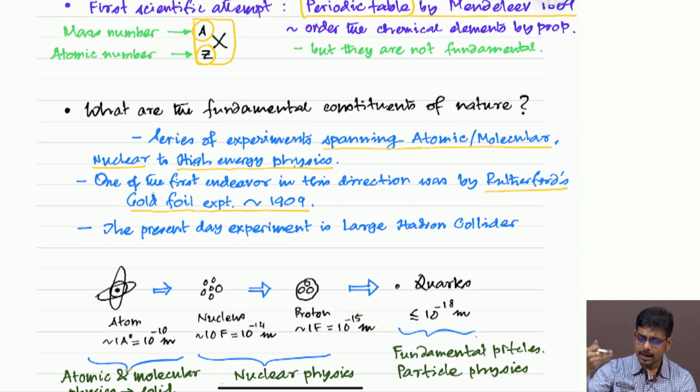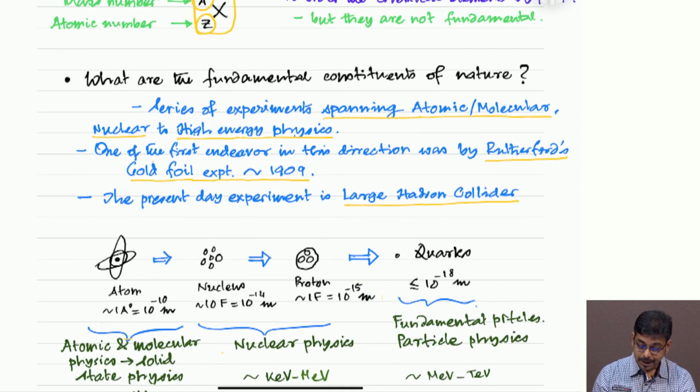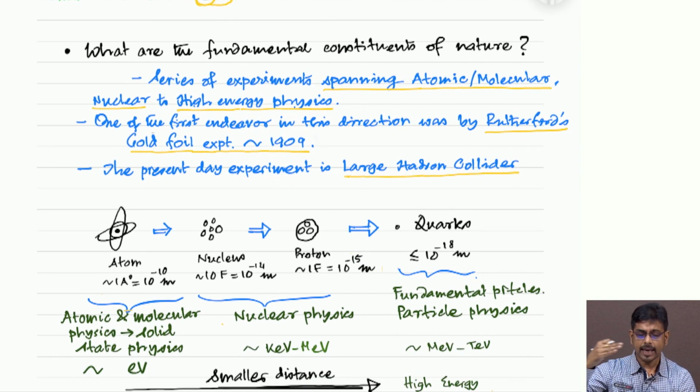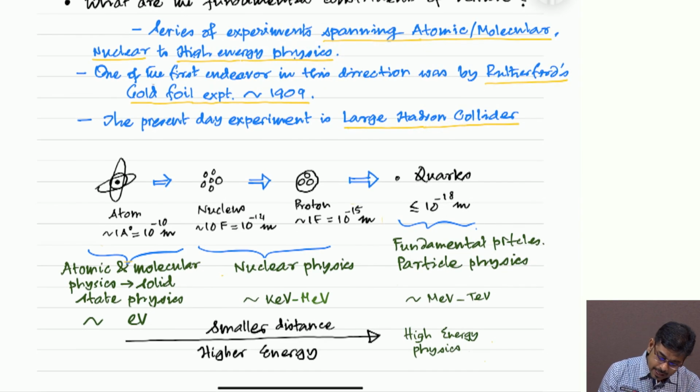And of course, from 1909 to the present day experiment which is currently running, called the Large Hadron Collider at CERN, Geneva, it is a long journey that we have traversed. But in this long journey, what are the scales that we have come across, or what are the notions that we have built up? So, the first thing was the revelation of the atom, which we just talked about from Rutherford's experiment, and it probes a distance scale of something like 1 angstrom, which is 10 to the power minus 10 meters.